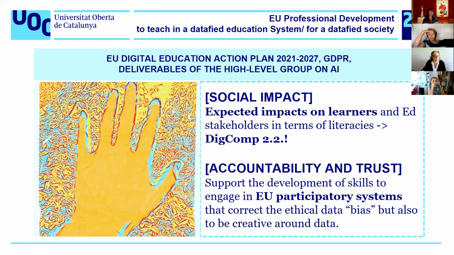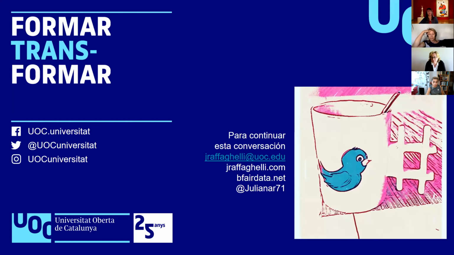So a participatory system will help us to correct the ethical bias, but also to be creative around data. So to strike a balance between negative and positive use of data and live well with data.